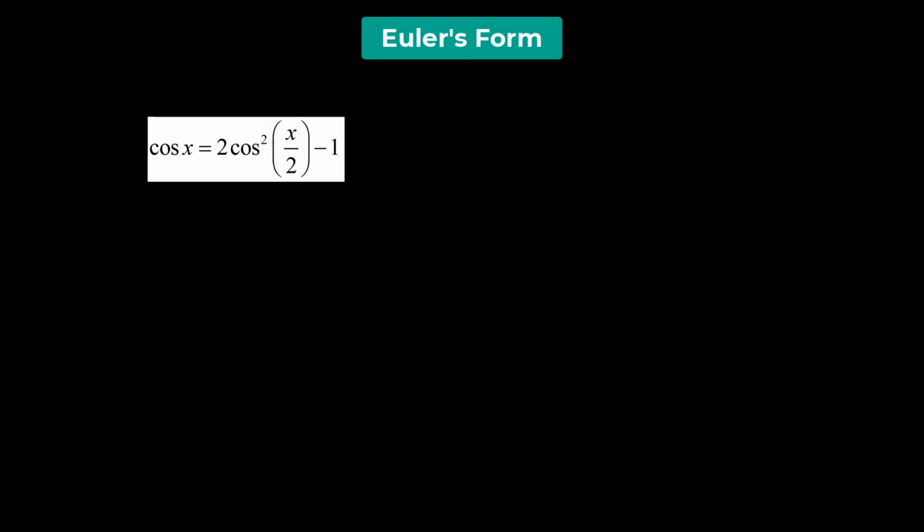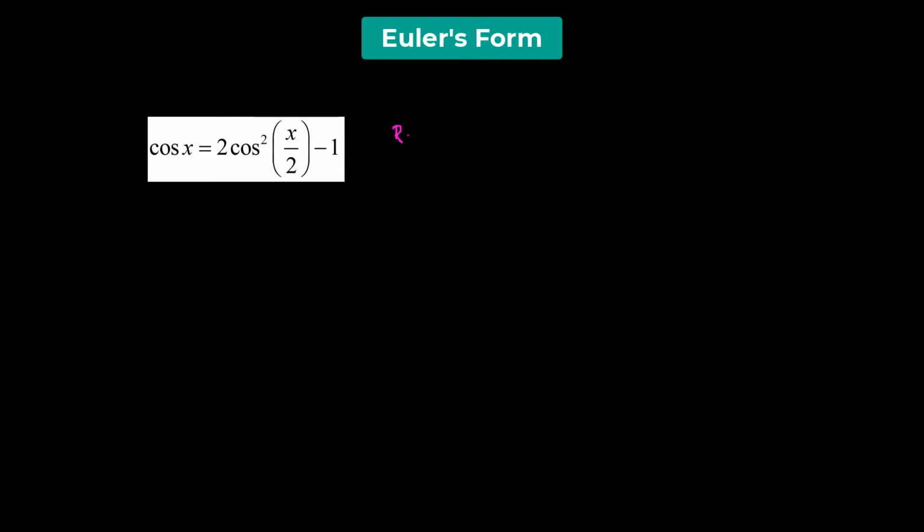So here we have the identity cosine of x is equal to 2 times cosine squared of x over 2 minus 1. So let's try to prove this identity by using Euler's form. So we're going to start from the right hand side.